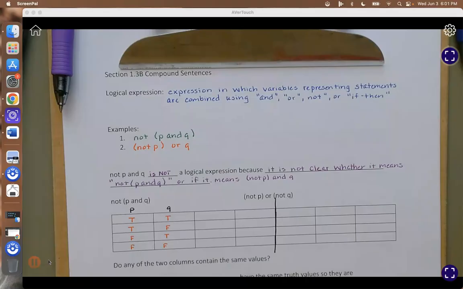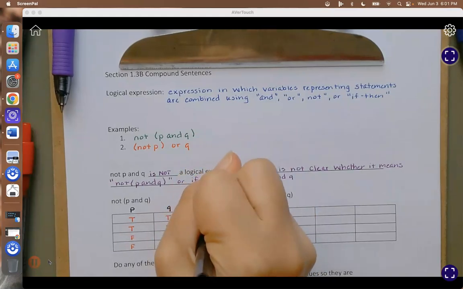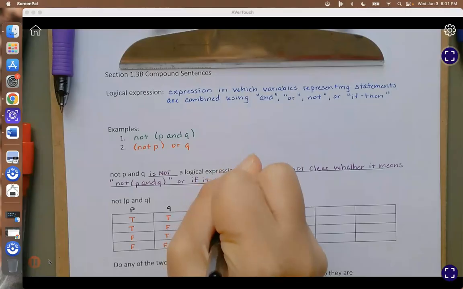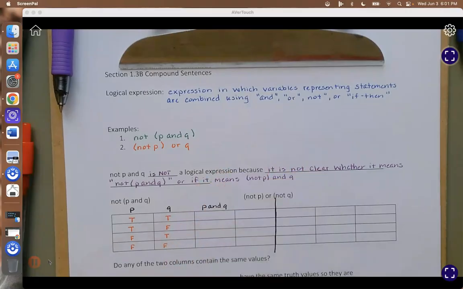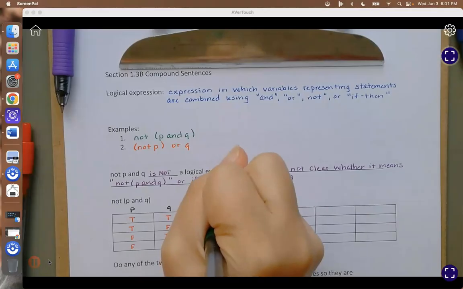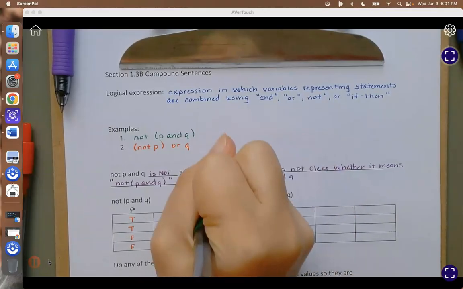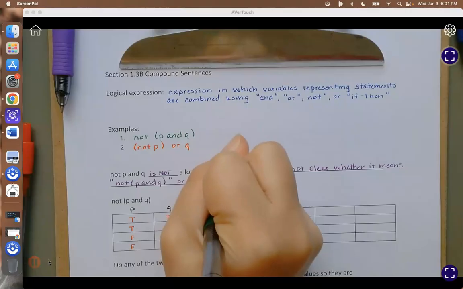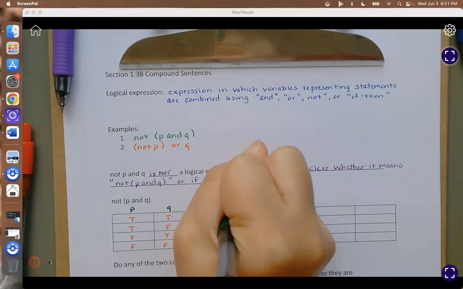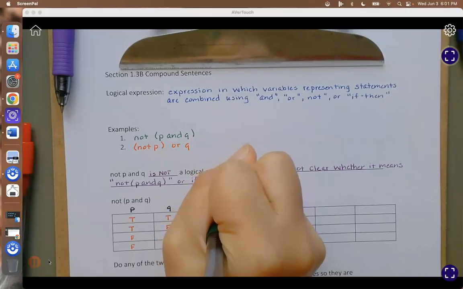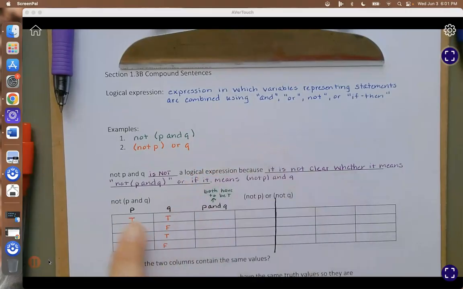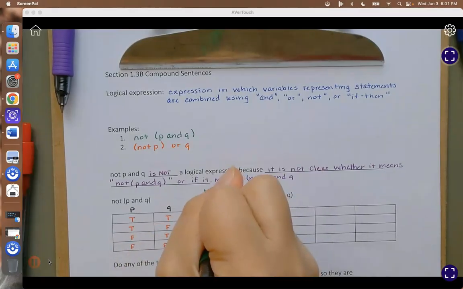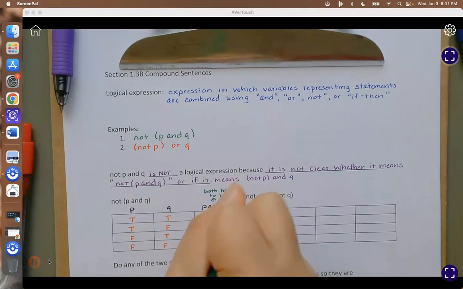Okay? Now, we're going to work in parentheses first because order of operations still matters. So we're going to do P and Q. Okay, remember for P and Q, what has to happen for and? Okay, we learned this before. Both have to be true. So we're looking at these. So P and Q, both of them have to be true. So the only one that's true is this first one.